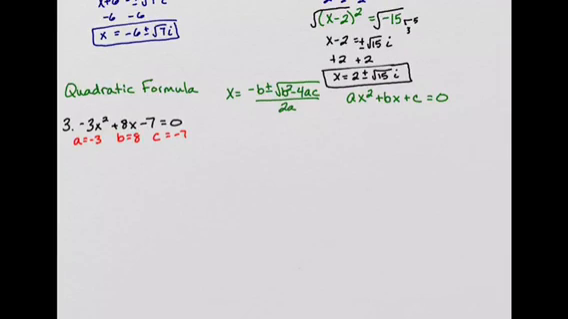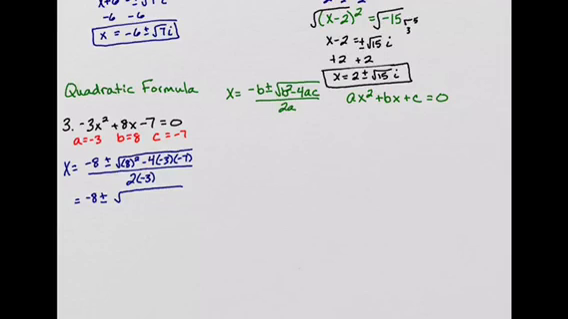So now I just have to plug it in to the formula. So I get x equals, now I have negative b, so that would mean the opposite of 8 is negative 8, plus or minus the square root of b squared, so that would be 8 squared, minus 4 times a, which is negative 3, times c, which is negative 7, all over 2 times a, which is negative 3. So now we just have to simplify.